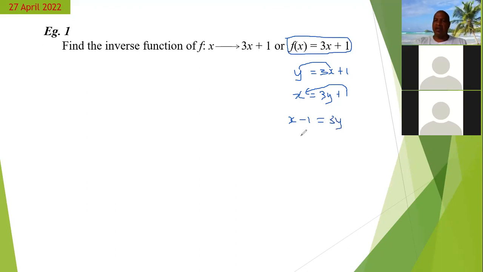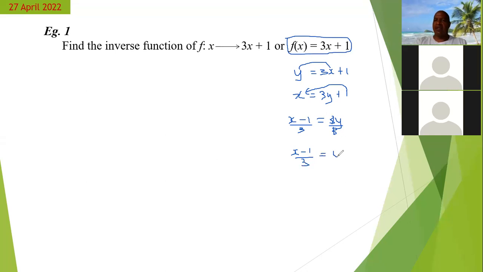And our next step now is to get rid of the 3 from beside the y. The 3 is multiplying the y, so we have to divide both sides. We always do the opposite operation of what that number is doing. So 3 is multiplying the y, so we divide both sides by 3. On the right-hand side, the 3s cancel, and we are left with y. On the left-hand side, we have x minus 1 over 3, and that would be equal to y.